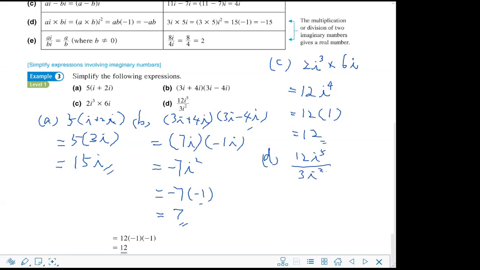Again, there is no addition and no subtraction, so we will do the number and we will do the I separately. Okay, for the number, we have 12 over 3. And then for the I's, we have I5 over I2.